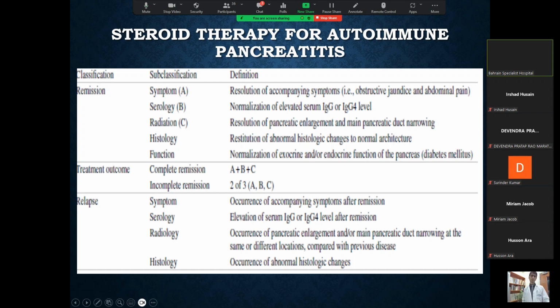And the treatment outcome is complete remission or incomplete. When you achieve A, B, and C, meaning symptoms, serology, and radiology are all normal, this is called complete remission. If two of those are achieved, it's incomplete remission. And when do we call relapse? When the symptoms come back, serology becomes high, radiology shows the same features again, and histology is also consistent with autoimmune pancreatitis. This is called relapse.